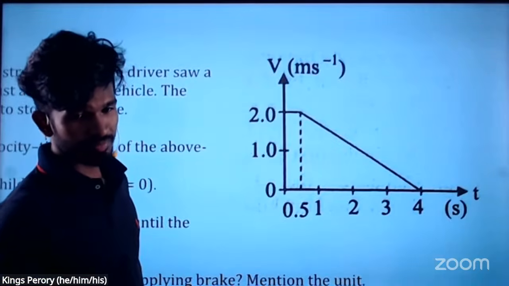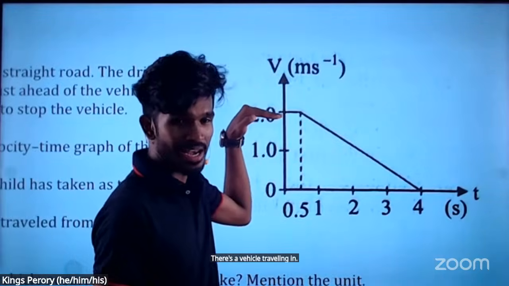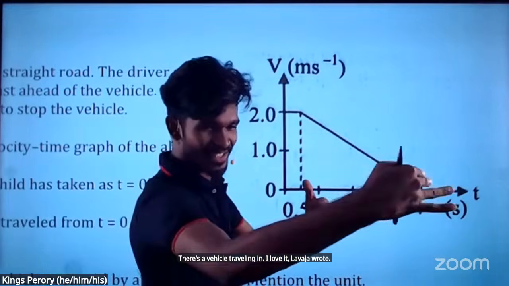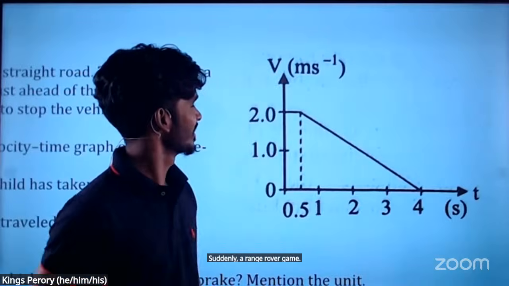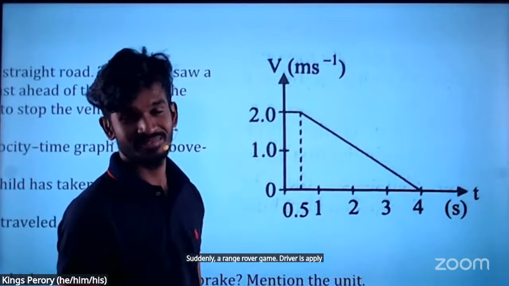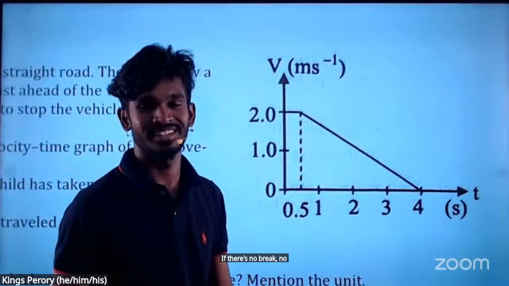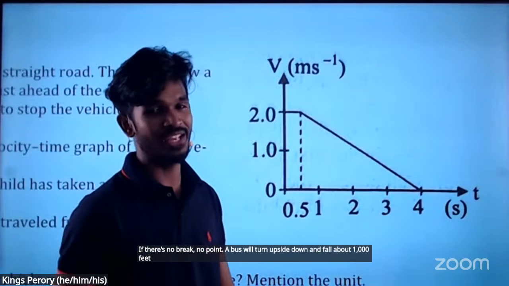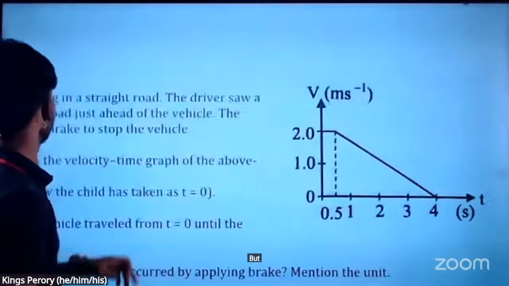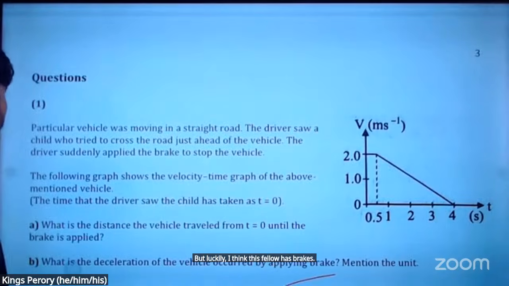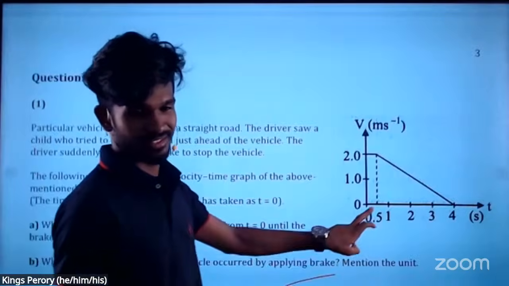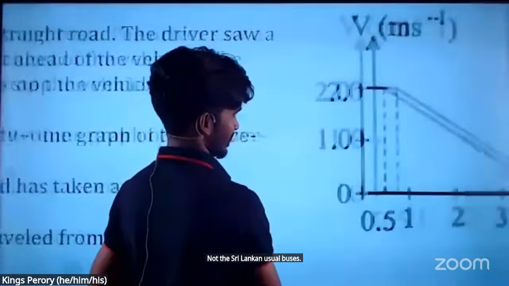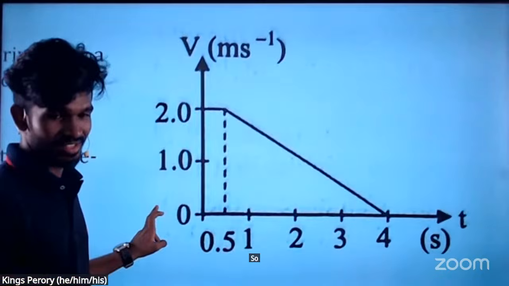There's a vehicle traveling on the road. Suddenly a Range Rover came. The driver is applying the brake. If there's no brake, no point. The bus will turn upside down and fall about 1,000 feet down if there's no brake. But luckily, I think this fellow has brakes. This is a particular vehicle, not the usual Sri Lankan buses, so maybe it's a good vehicle.